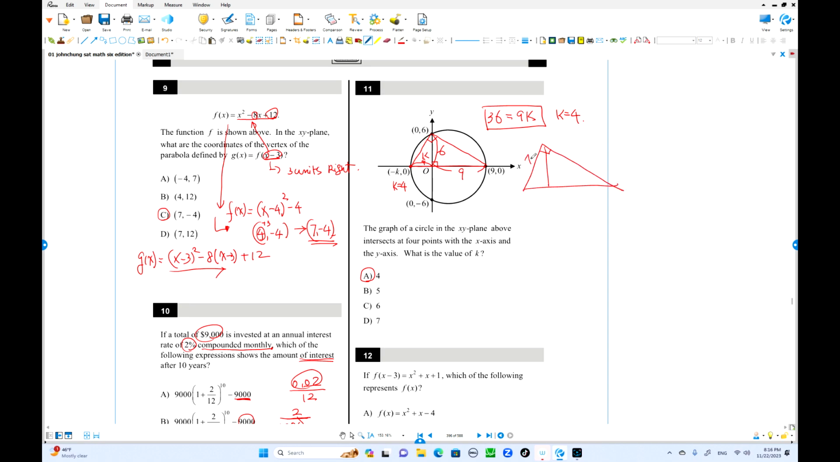If this is x, this is y, this is z. This is a and b. X squared equals what is that? Geometric mean, right? So a times a plus b. Y squared is what? A times b. Z squared is what? From here, b times b plus a, okay? That's the formula. Memorize this one, okay?